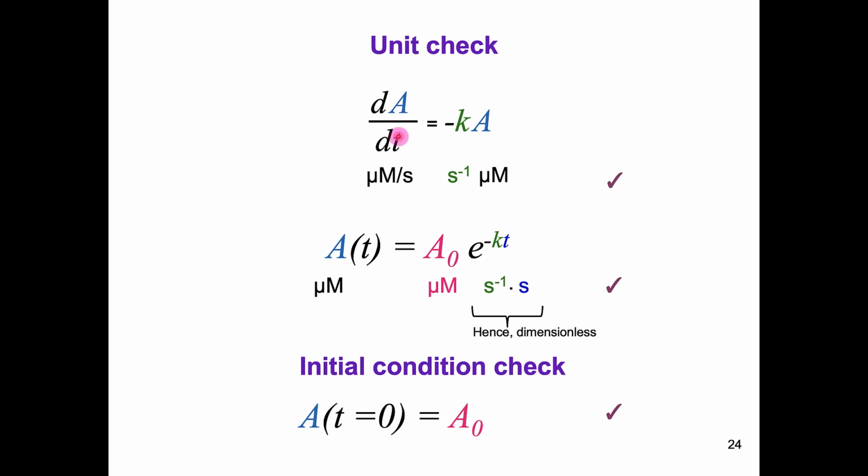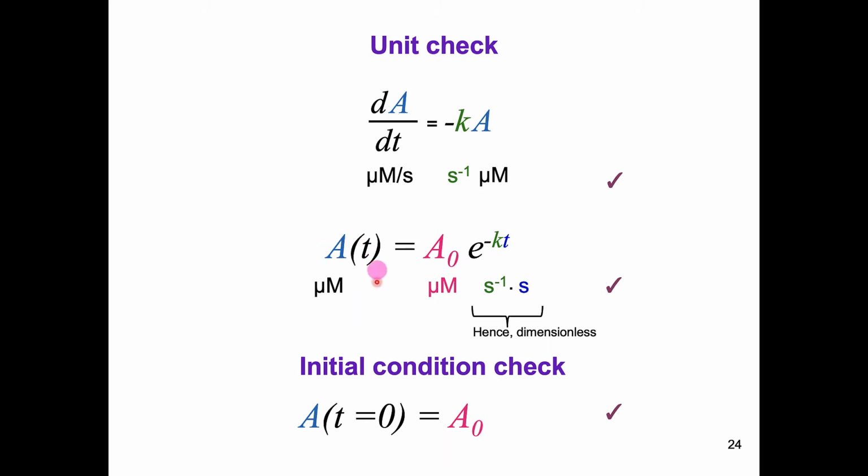Let's do our unit check now. So the units of a rate are amount per time. Here I'm using micromolar per second. The units of k, as I said, are inverse time, so here inverse seconds. The units of A are, of course, amount. And so the units balance in the rate equation.